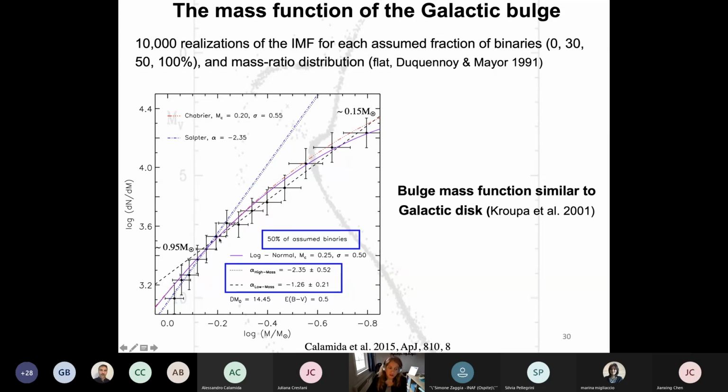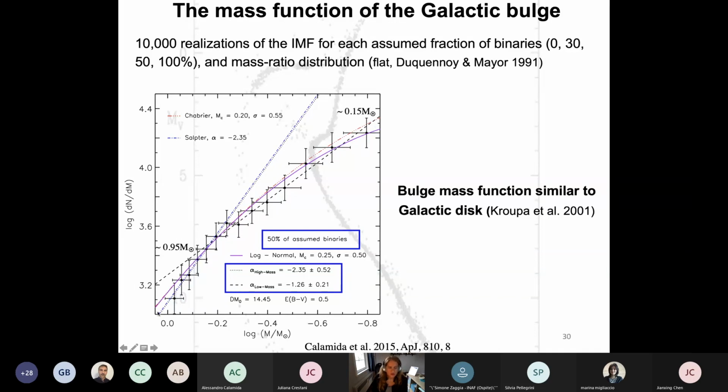And the Salpeter mass function agrees quite well for the high mass end of the mass function here, up to about 0.5 solar masses. However, when you go to lower masses here, the Salpeter mass function is in disagreement with our observation that you see here in black with error bars. So we also tried to compare with the Chabrier mass function, which is actually in quite good agreement.